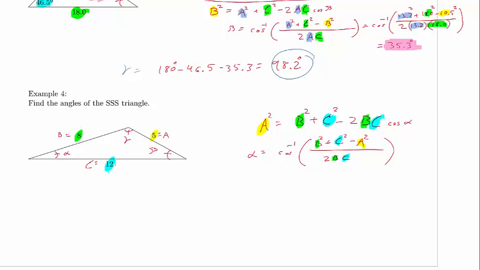Alright, so now we just plug in all of our values. So we have 8 squared plus 12 squared minus 5 squared, and that's all divided by 2 times 8 times 12. Okay?